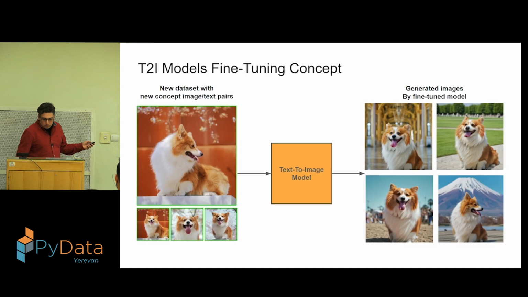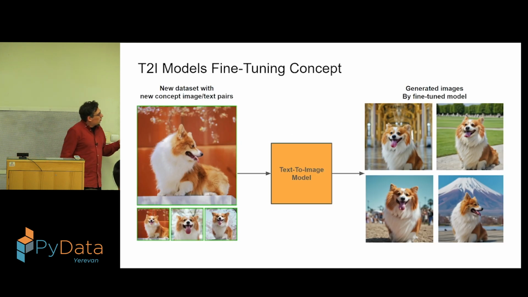And our main goal is that, for example, we want to teach our pre-trained text-to-image model to generate this particular kind of dog. This is a very specific type of dog that is not represented in the text-to-image model, and we try to teach this model to identify and be able to generate this particular kind of dog.